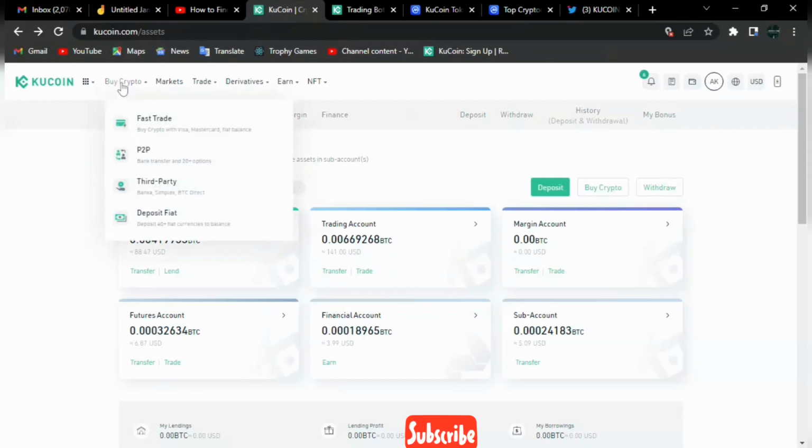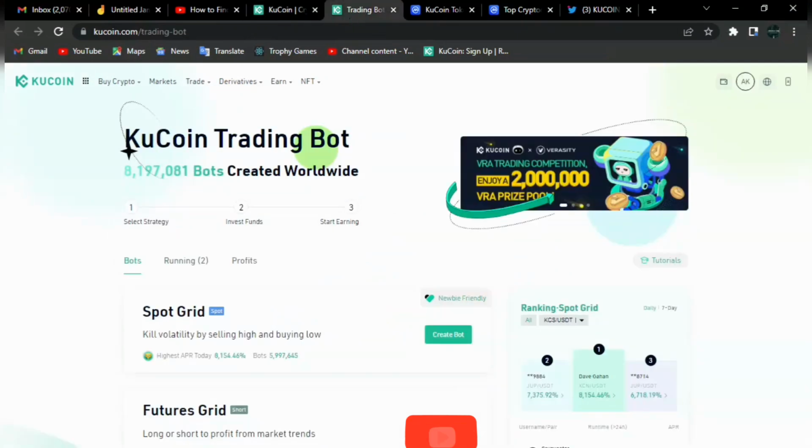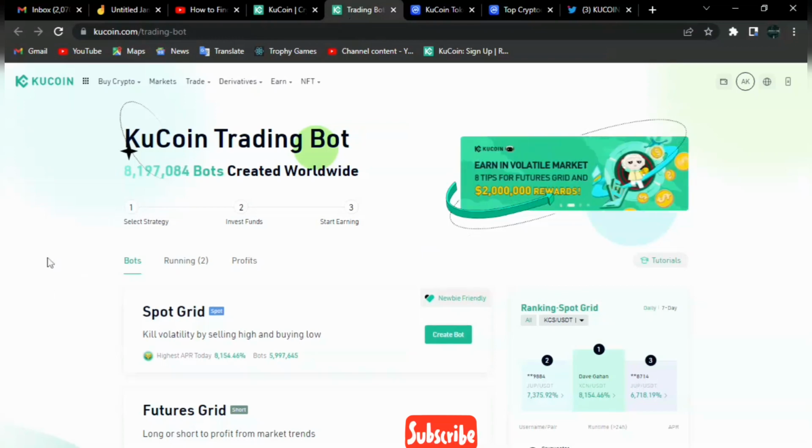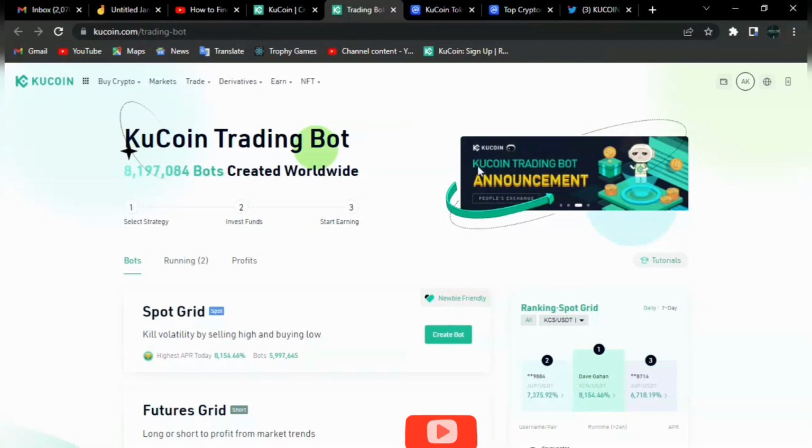Now for desktop users, all you need to do is click on the trade menu. On the trade menu, you get access to the trading bot, where you can earn passive income or passive profits without monitoring the market. This is one strategy you want to use during the bear market, as most of the millionaires in the crypto space made the right decision of buying the bottom, and they made lots of profits when prices skyrocketed.